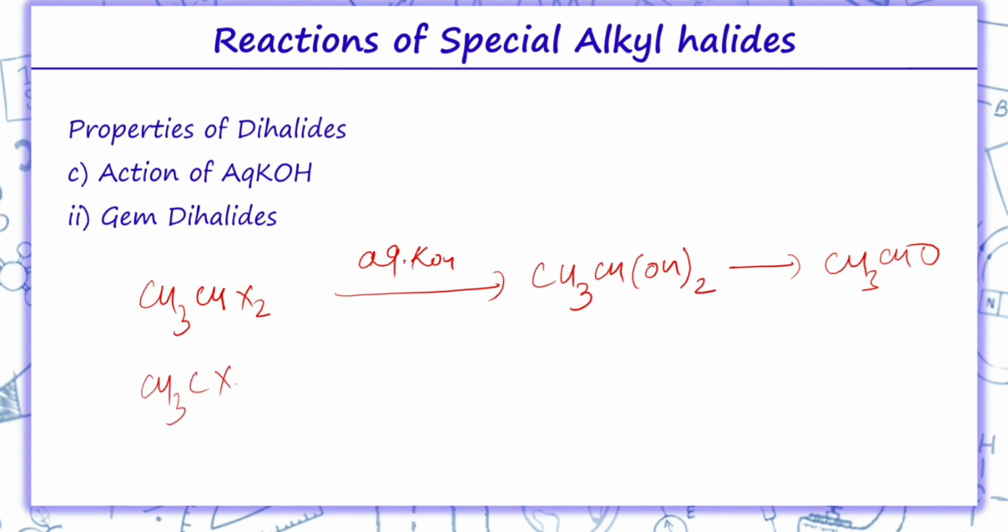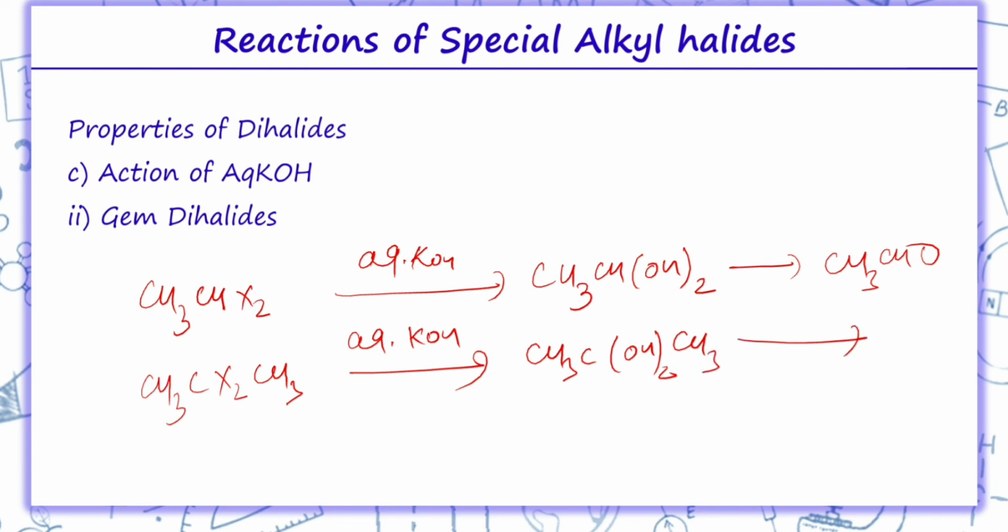Similarly, if we have CH3CX2CH3, this is also gem dihalide. So we will get over here CH3C(OH)2CH3. Again, two OH groups on one carbon is unstable. So elimination of water will take place. Since these hydroxide groups are not attached to the terminal position, they are attached to the middle position, so we will get over here ketone. So this is how these all are the properties of special alkyl halides, that is vicinal and gem dihalides.